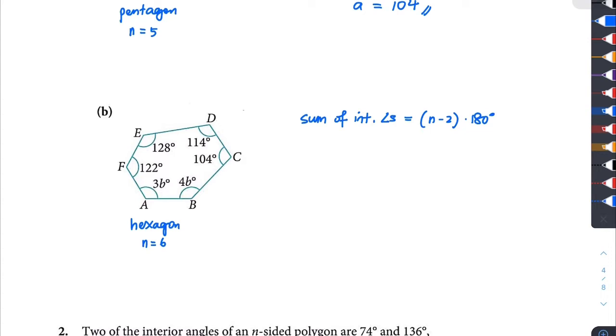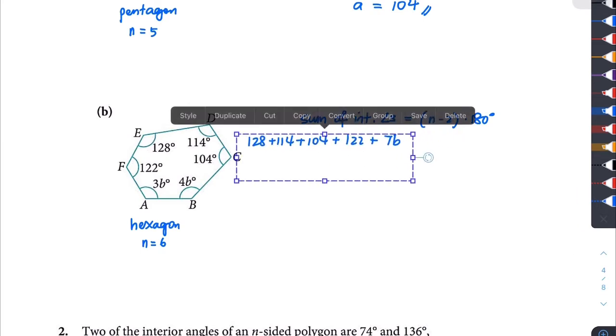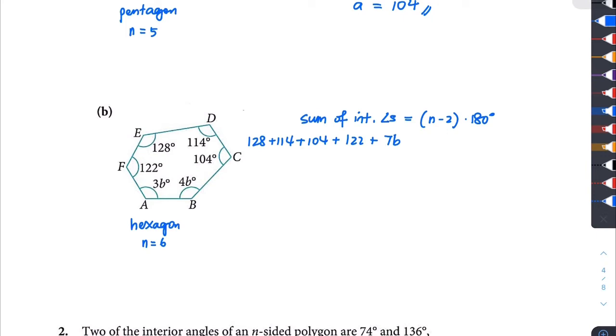Okay, so now sum of interior angles, so let's add up everything. Add everything, plus 122, plus we have a total of 7b. 4b and 3b add up to 7b. And this is equal to 6 minus 2 times 180. So the n over here is 6. Let me use another color. n here will be 6. So let's add up everything and simplify.